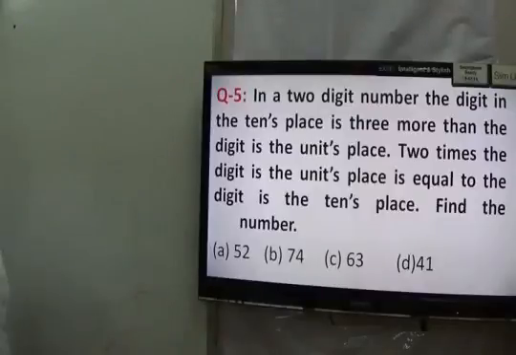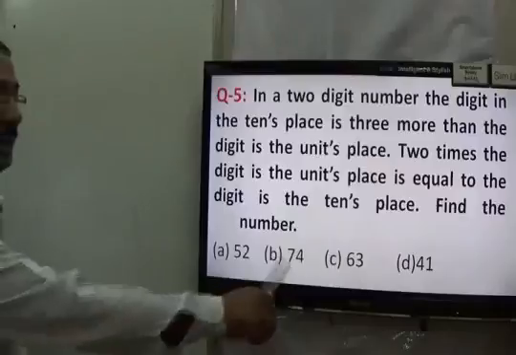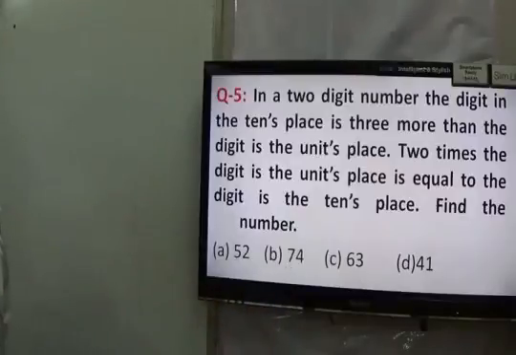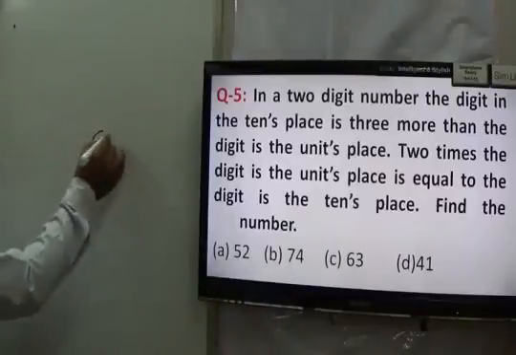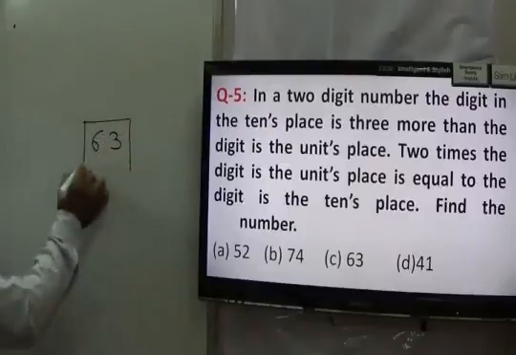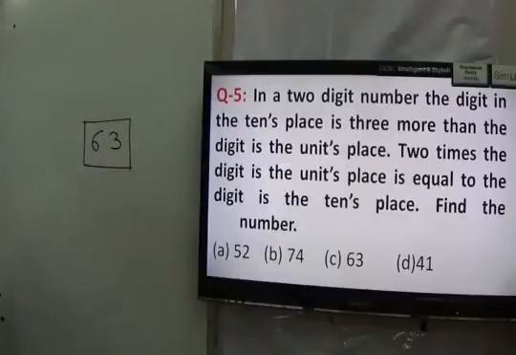When I check out, all 4 options are true over it. Then 2 times the digit in the unit place is equal to the digit in the tens place. Here it does not apply. Here it does not apply. In C option it applies. So I can say the answer to my question is 63, because in that both conditions are satisfied. Answer is said to be 63.